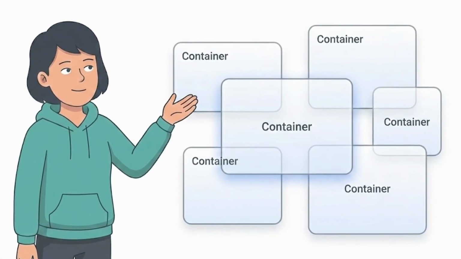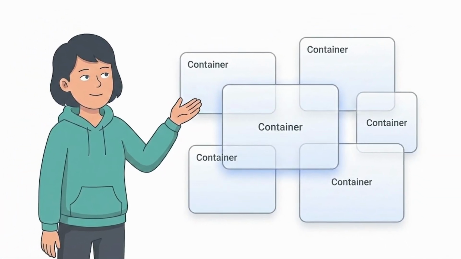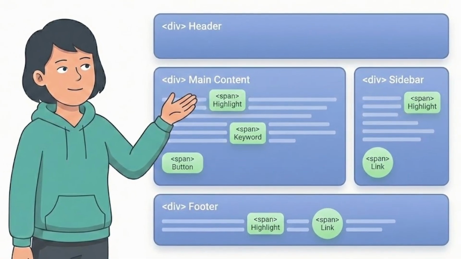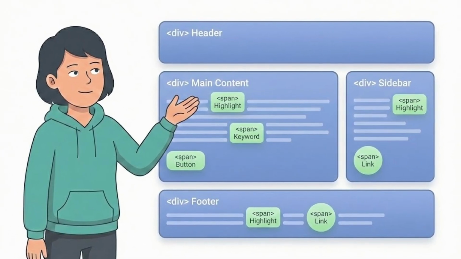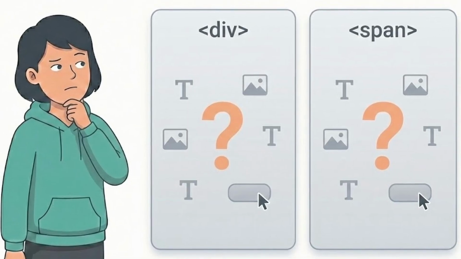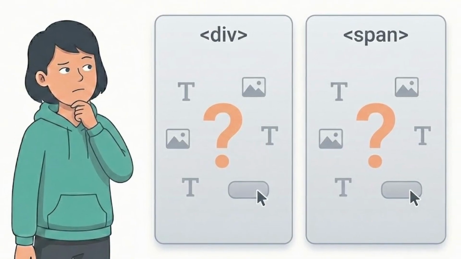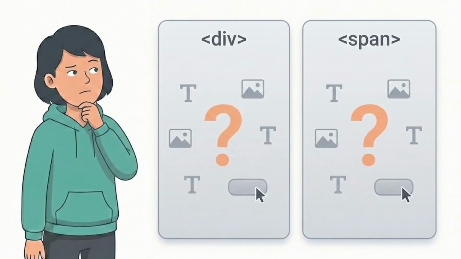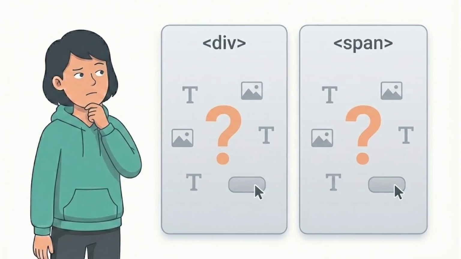Now let's talk about containers. There are two most common tags you will see on the internet, and those are the div tag and the span tag. They are generic containers and they have no meaning. They tell the browser nothing about the content inside them.